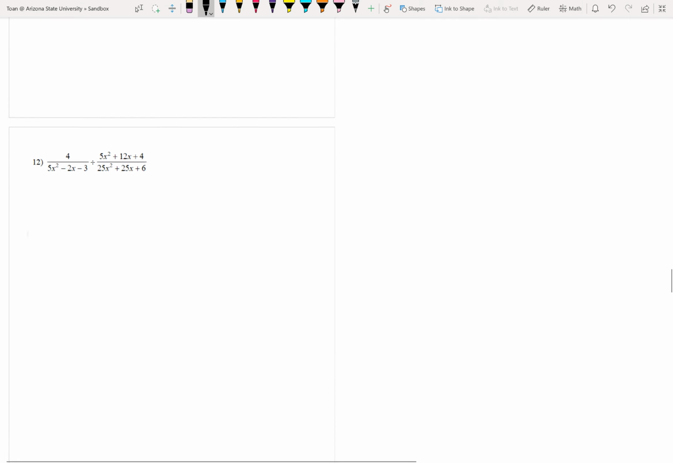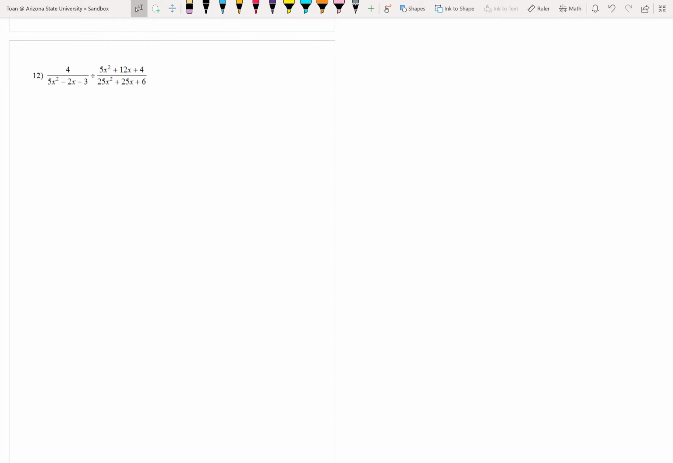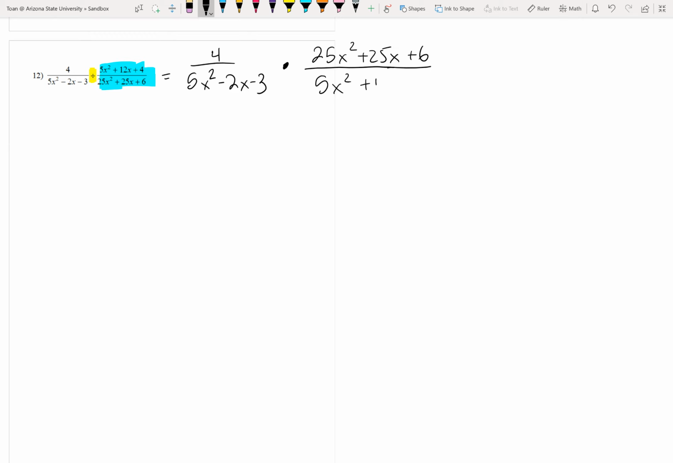Number 12 should be the same idea, except it's division. Well, remember that whenever you divide by a fraction, you've got to multiply by the reciprocal. So before you begin, you're just going to rewrite the dividend, the first fraction, change the division into multiplication, and then take the reciprocal of the second fraction. Now it's a multiplication problem. It's the same two ideas. You factor and cancel.